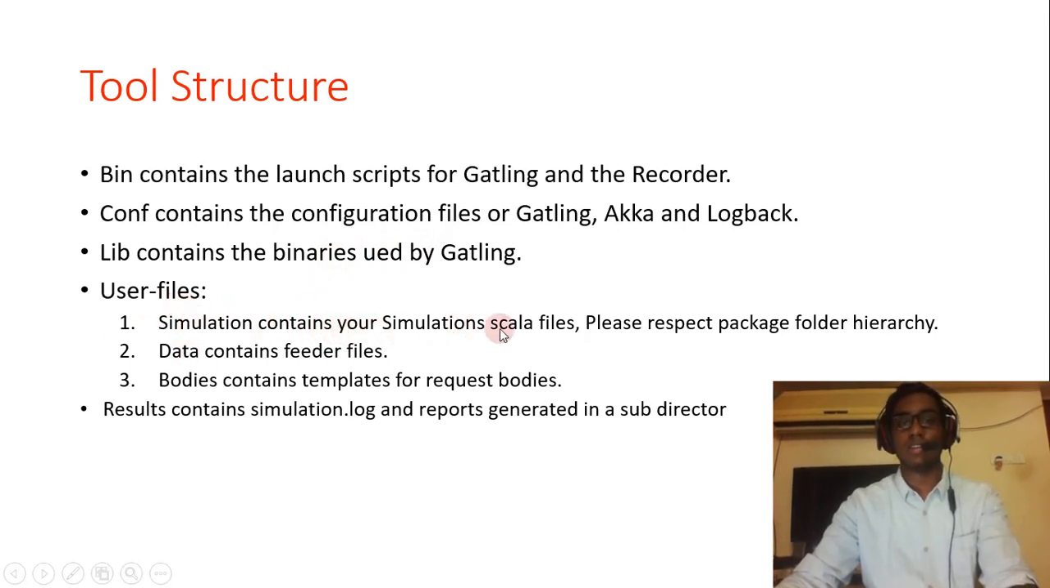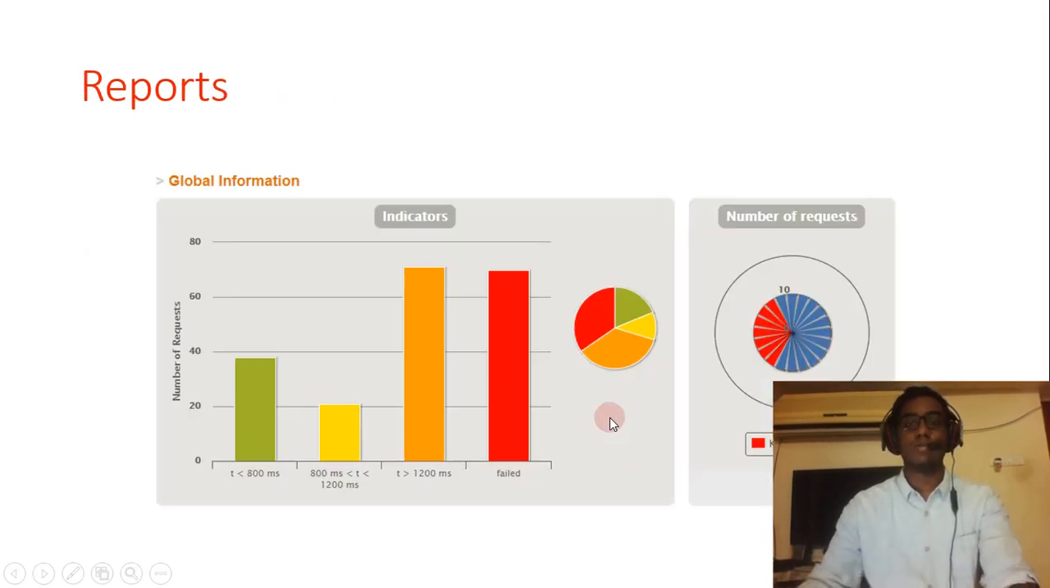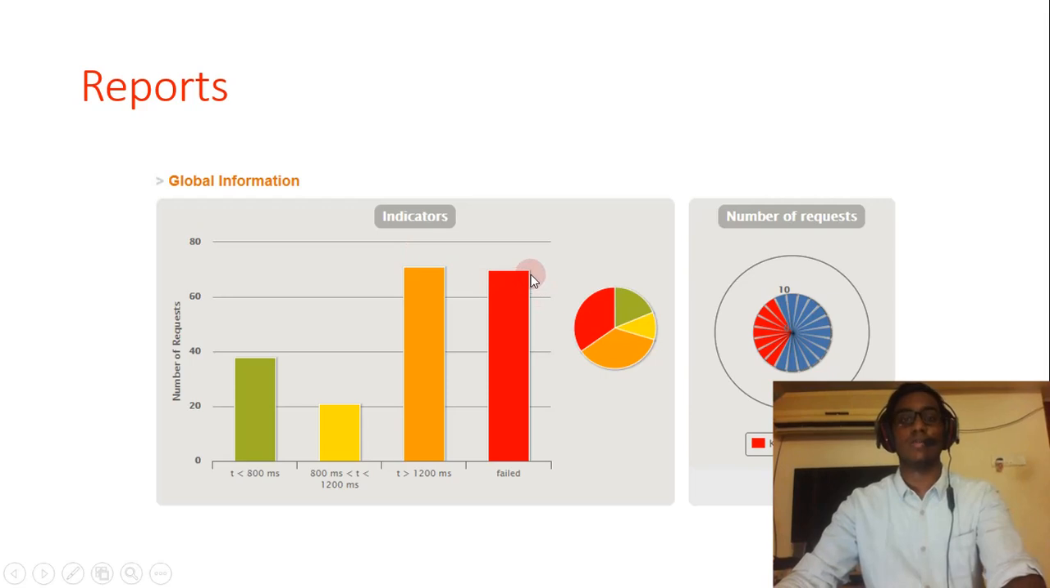User files. Simulations contain your simulation Scala files. The simulation that you run is contained in the simulation folder. Data contains feeder files. Bodies contains templates for request bodies. Result contains simulation.log and reports generated in a subdirectory. So these are the graphical representations that I was telling you about from the results of the Gatling tool.